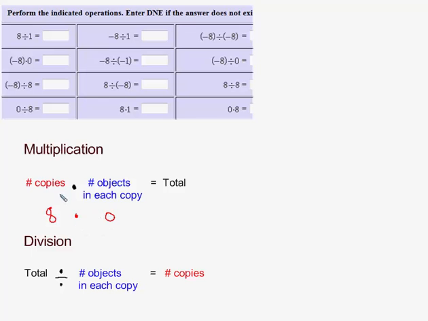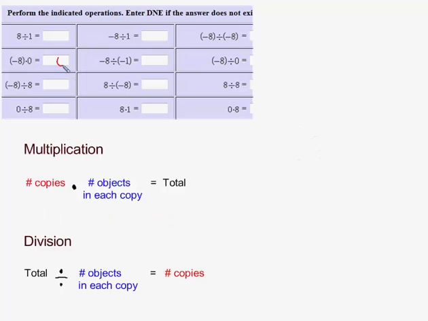And one way to think of multiplication of numbers is that the first number is the number of copies of things you're going to make, and that the second number is the number of objects in each copy. So we have 0 objects in each copy, and we want to make 8 copies of that. Since 0 means you have nothing, having 8 copies of nothing still means you have nothing. That gives us a total of 0.